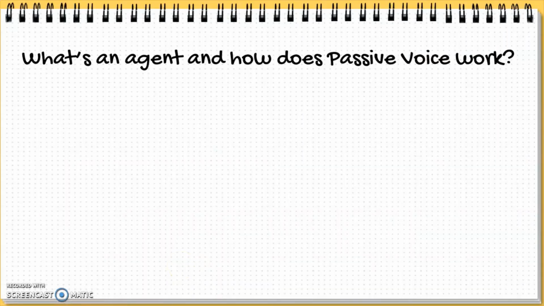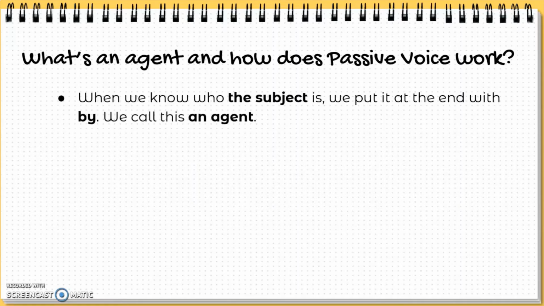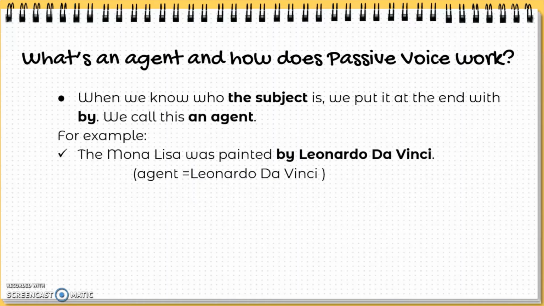What is an agent and how does the passive voice work? I need you to pay attention very much to this slide, and I want you to write this in your notebook. When we know who the subject is, we put it at the end with by, and this is what we call an agent. For example, the Mona Lisa was painted by Leonardo da Vinci. In this case, Leonardo da Vinci is our agent. This example is in passive voice.